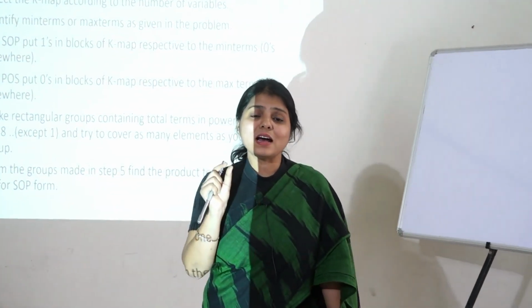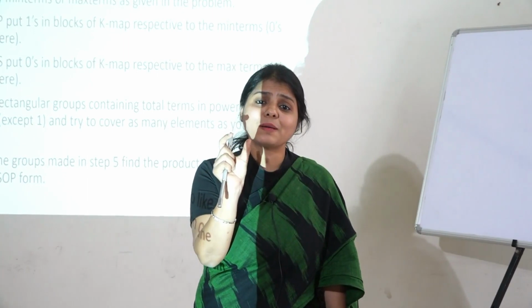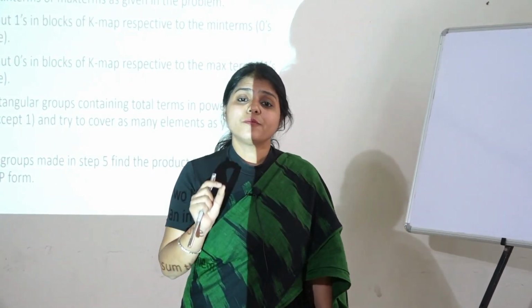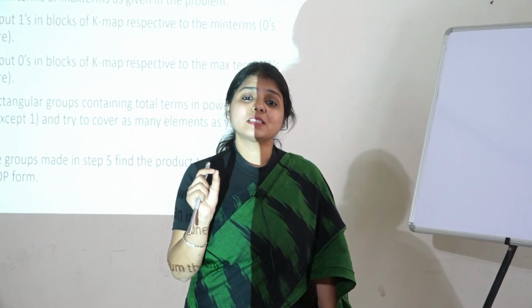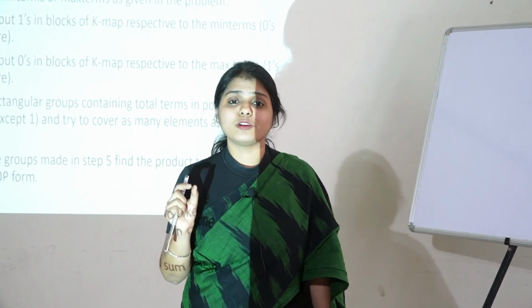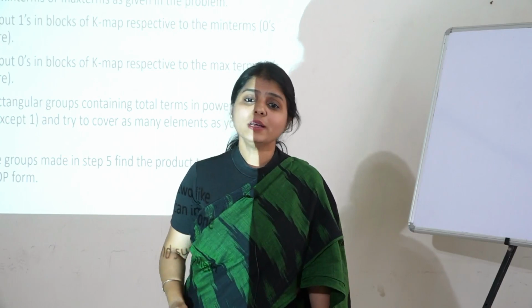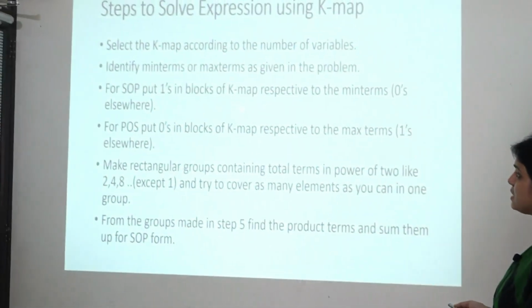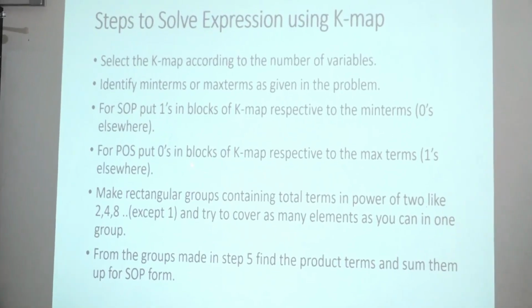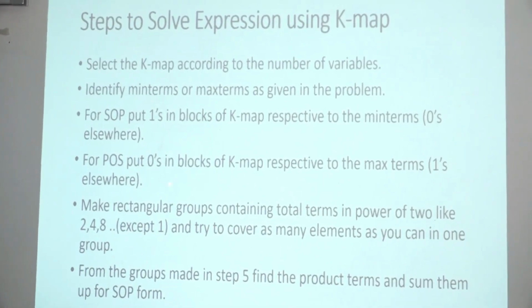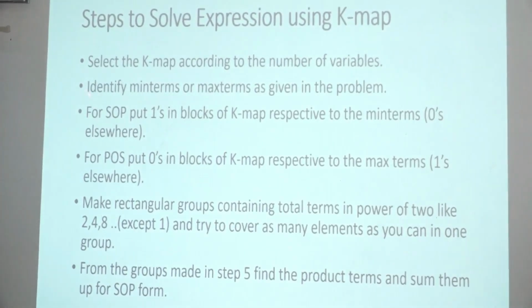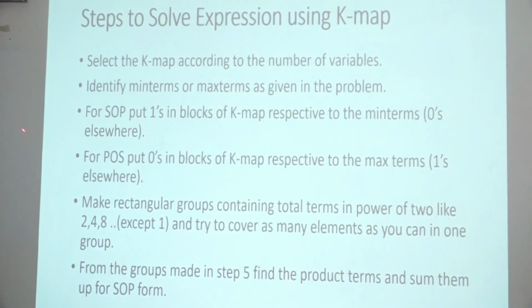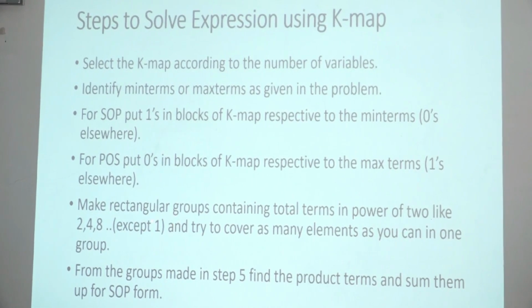Okay. So once I select the size of the K-map depending upon the number of input variables, I will be looking at what terms are represented inside the function, whether the given boolean function is in SOP form or POS form. After that, for SOP we put ones in the blocks, and for POS we put zeros in the blocks. After representing the zeros and ones, or the min terms or max terms, inside the K-map, we will be making some groups, right.